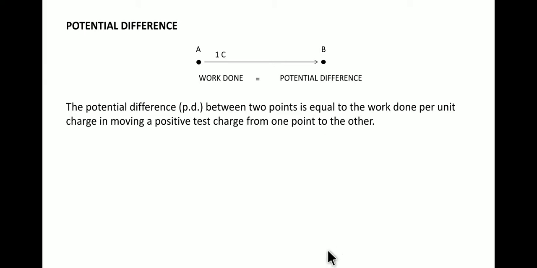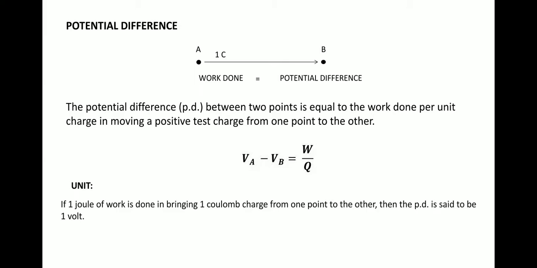Right? So mathematically we can write that potential of A minus potential of B, that will be the potential difference, which will be equal to work done by charge, W by Q. Okay, so the unit: if 1 joule of work is done in bringing 1 coulomb charge from one point to the other, then the potential difference is said to be 1 volt.